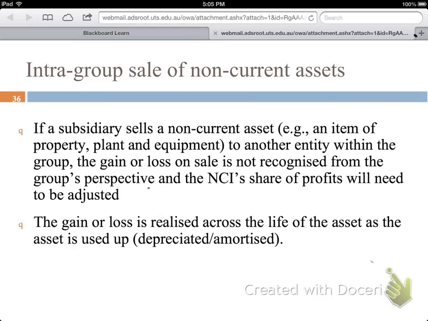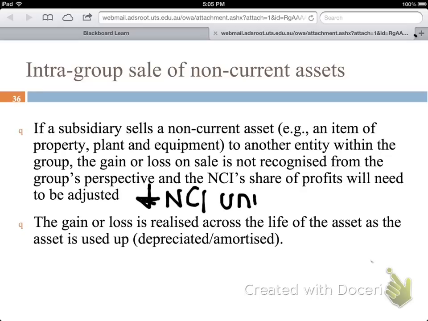If the subsidiary sells a non-current asset, like any sort of property, plant and equipment, land, equipment, machinery, etc., then the gain or loss on sale is not recognized from the group's perspective. And if that's the case, we can't recognize this unrealized profit for the calculation of the NCI share of profit. So what will happen here is you will have to calculate the amount of unrealized profit and then use that to decrease the NCI.